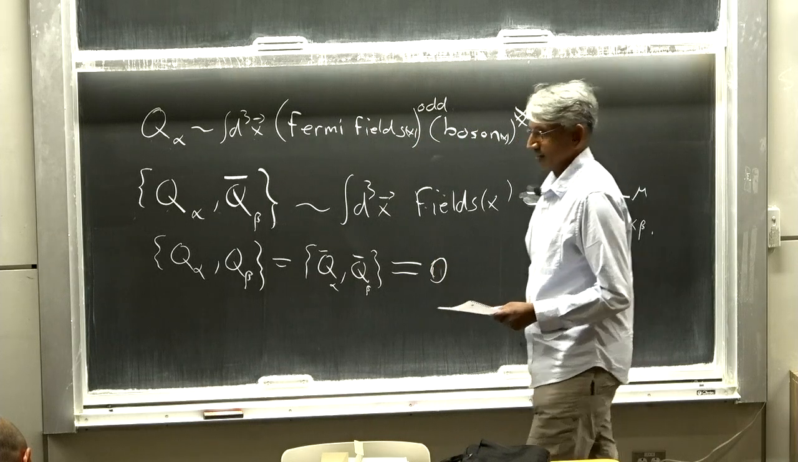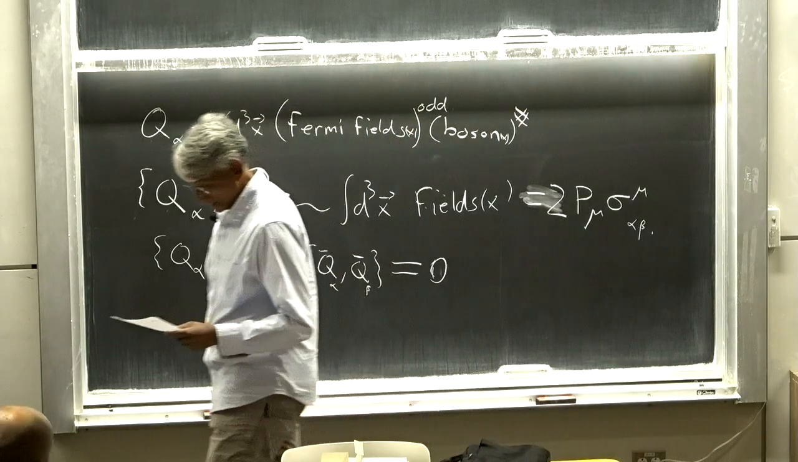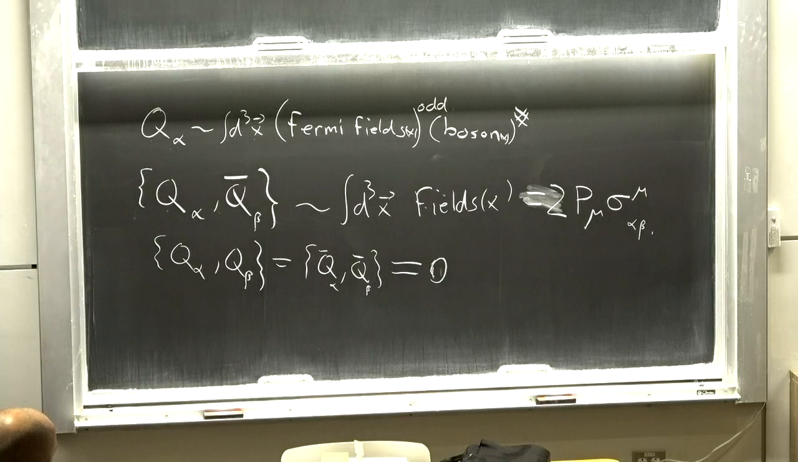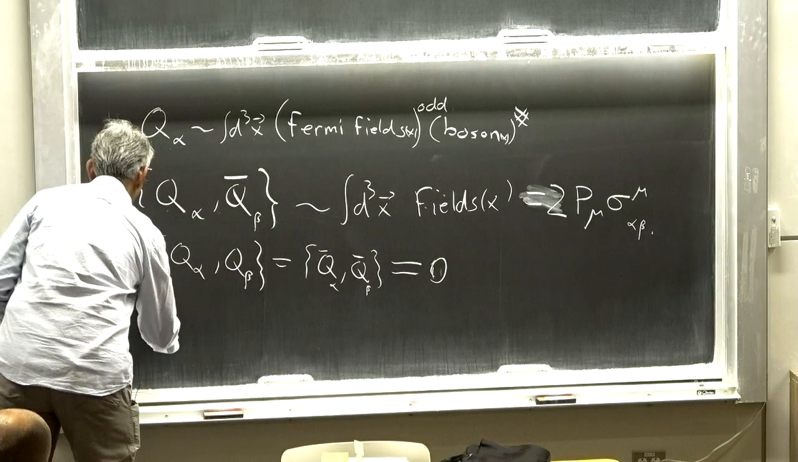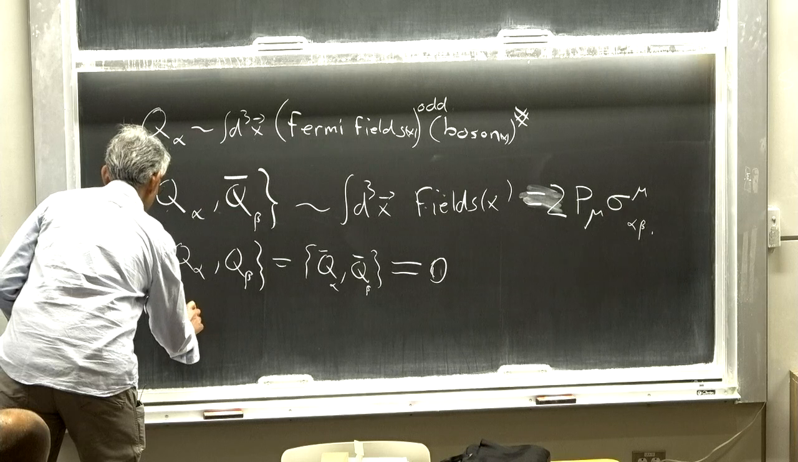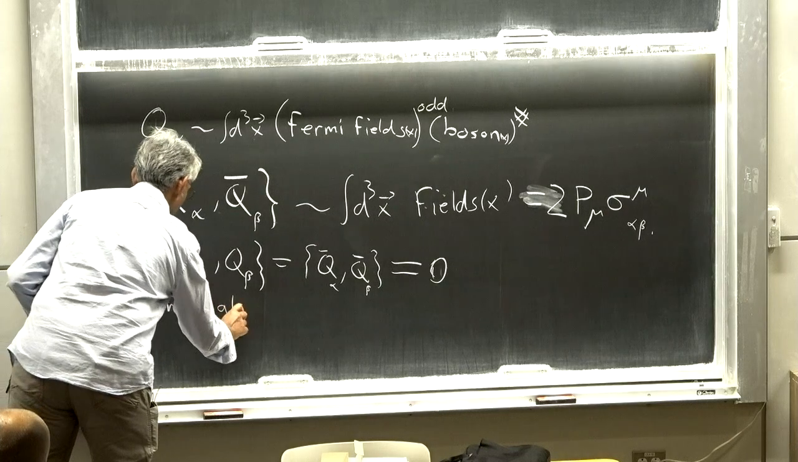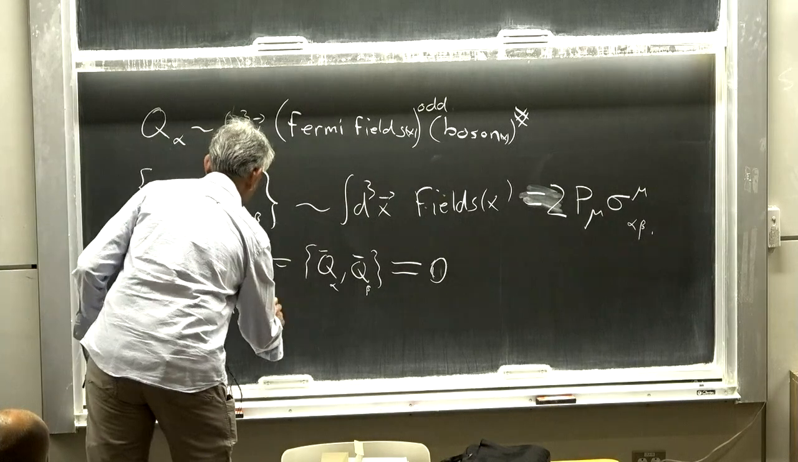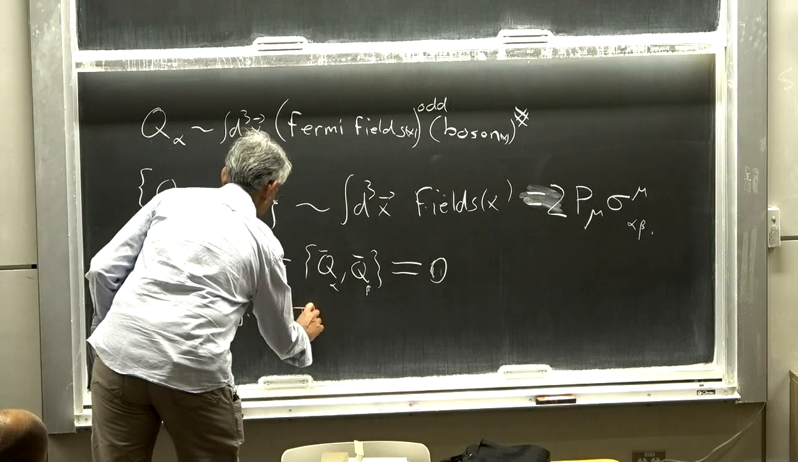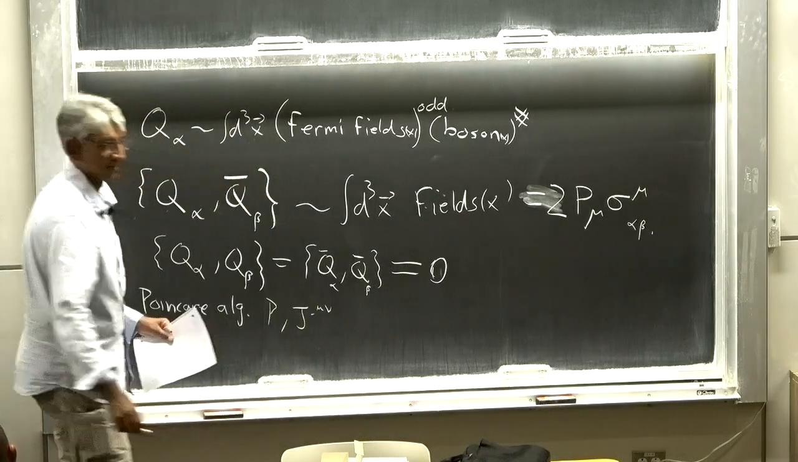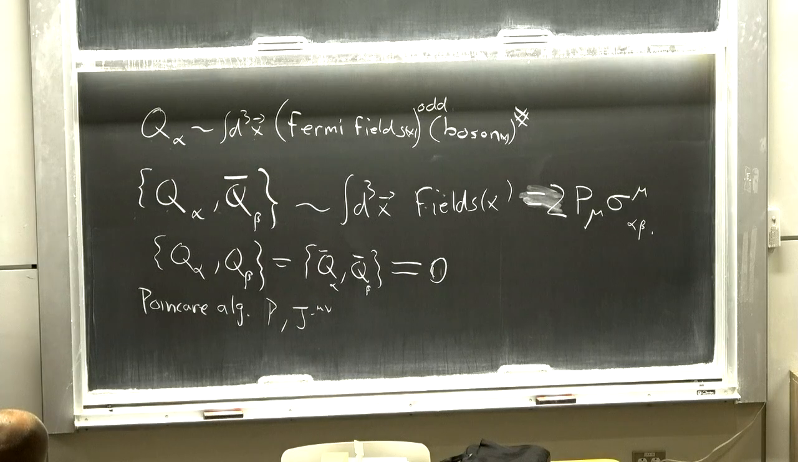Okay. Now, the statement is this algebra, so you can play with it. This algebra, when I combine it with the obvious, which is the Poincare algebra, which remember involves P and J mu nu, the usual one, and one sec.